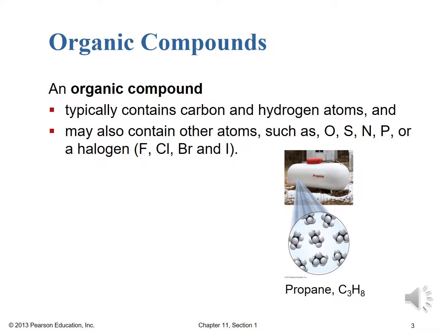All right, so by definition, an organic compound typically contains carbon and hydrogen atoms. So it has to have carbon, and usually it has hydrogen as well, but it may also contain other atoms such as oxygen, sulfur, nitrogen, phosphorus, or a halogen, which would be one of those group 7A or 17 elements like fluorine, chlorine, bromine, and iodine.